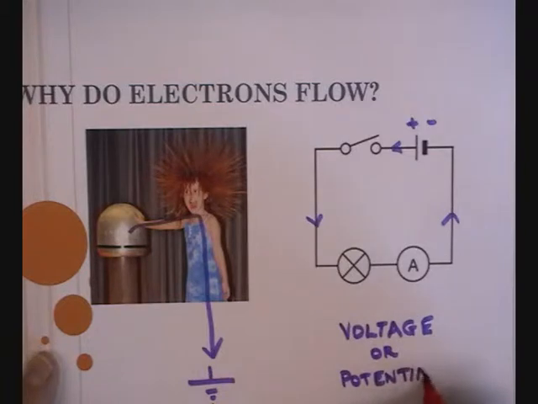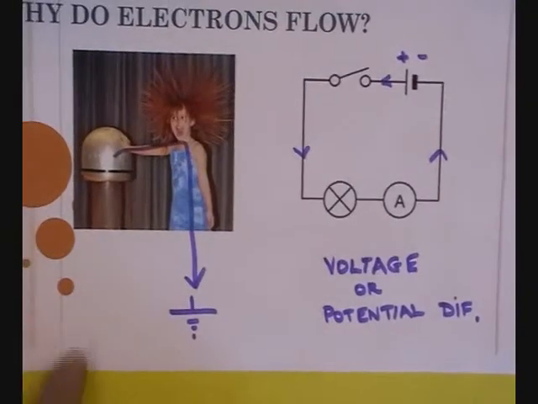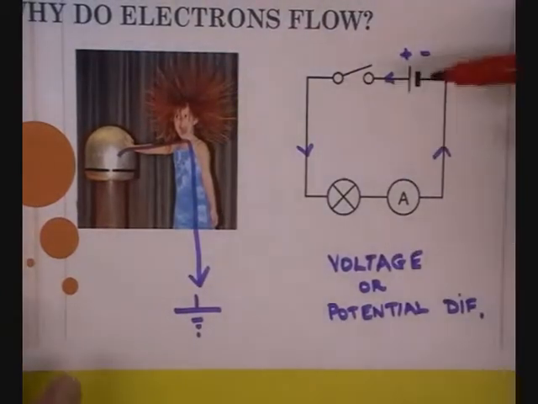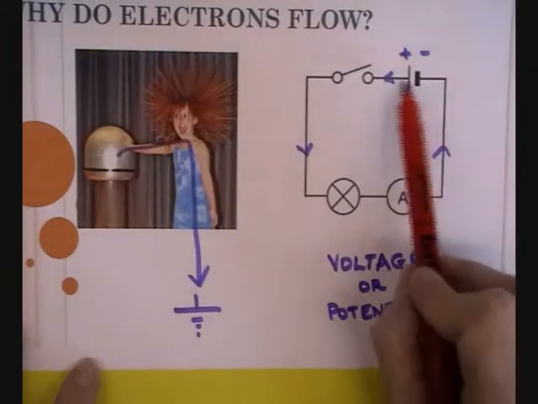Now that word should remind you of something, like potential, gravitational potential energy. Water flows down a hill because at the top it's got gravitational potential energy. So this is very, very similar. Provided that there's a potential difference between the two ends of the battery, then current is going to flow around the circuit.